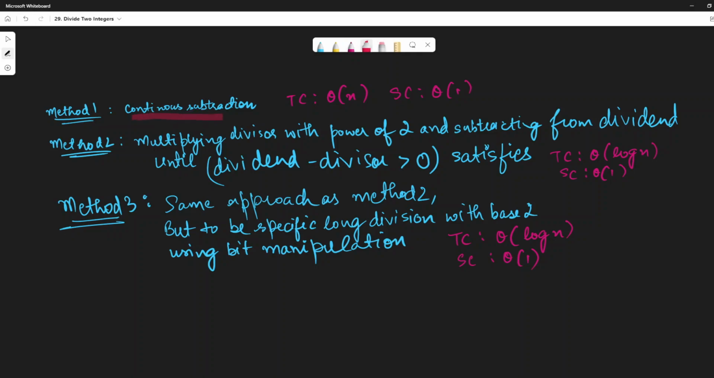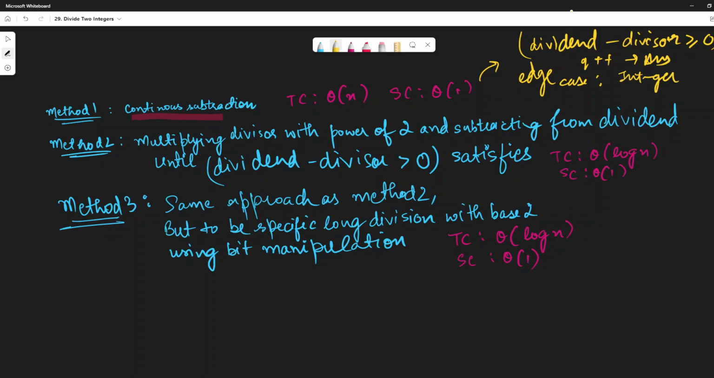Basically the continuous subtraction, in which we are continuously subtracting the divisor from the dividend until both of them remain greater than or equal to 0. This is what we are doing. And the further edge case here was, we are incrementing the quotient, which would be our answer. And the edge case here is the integer overflow, which we need to handle.